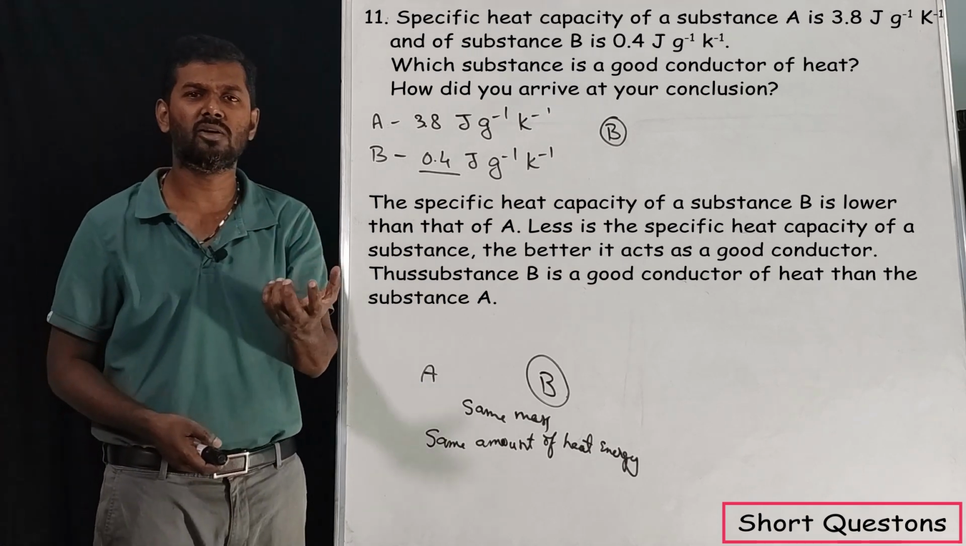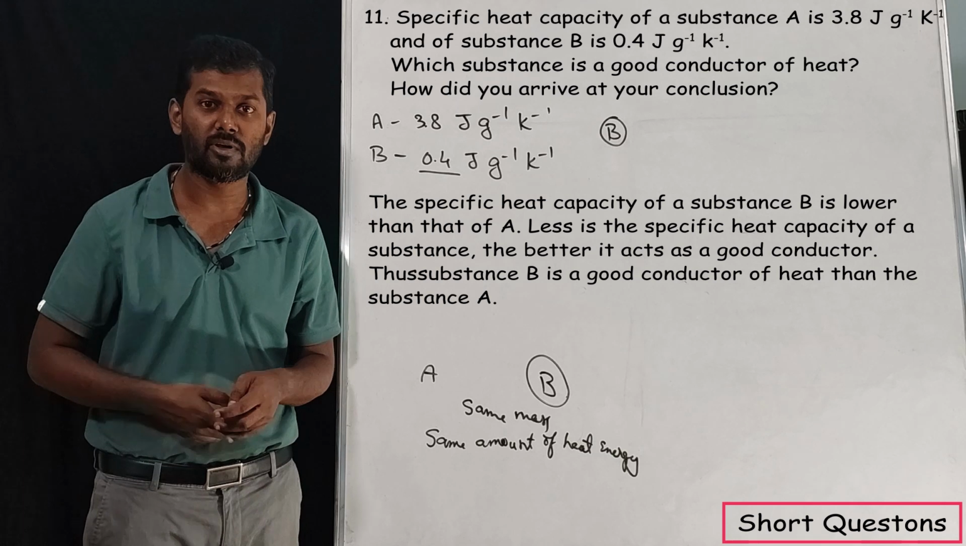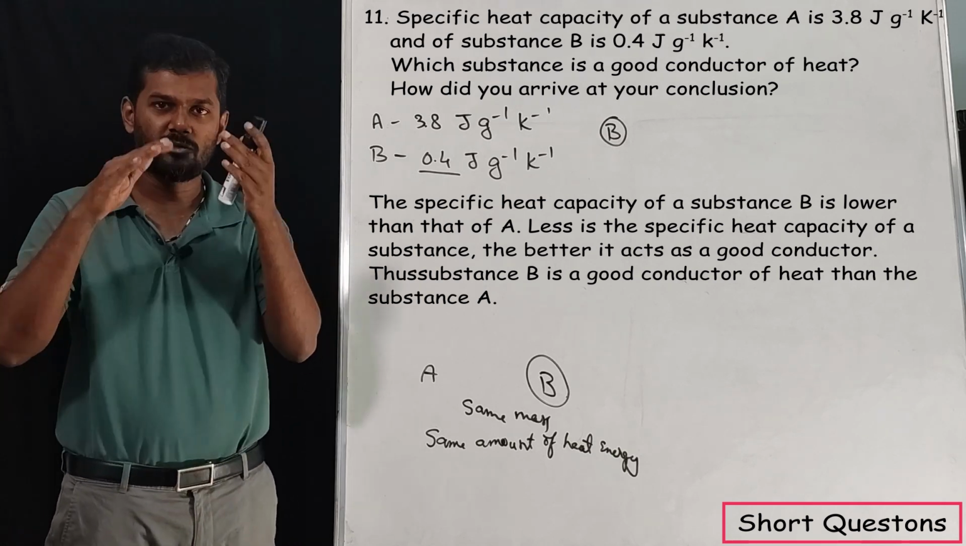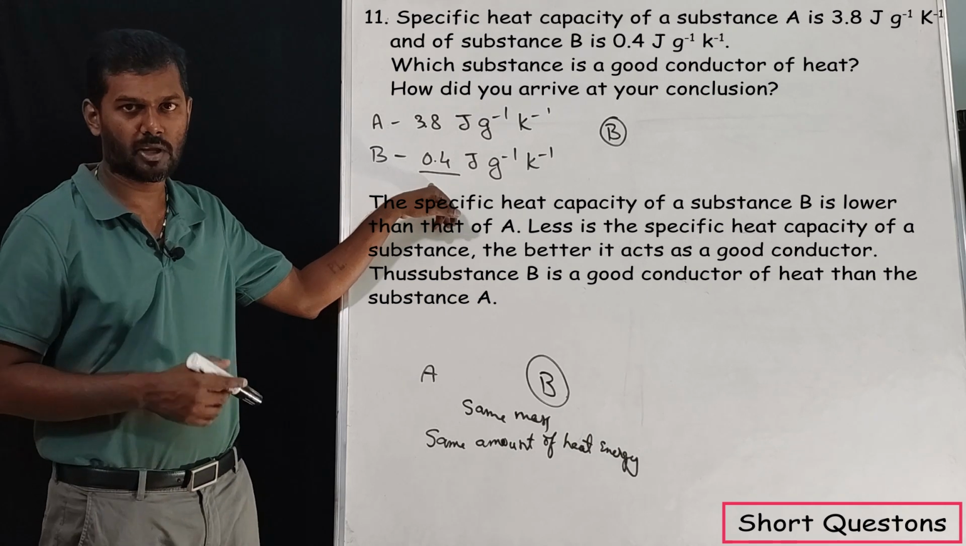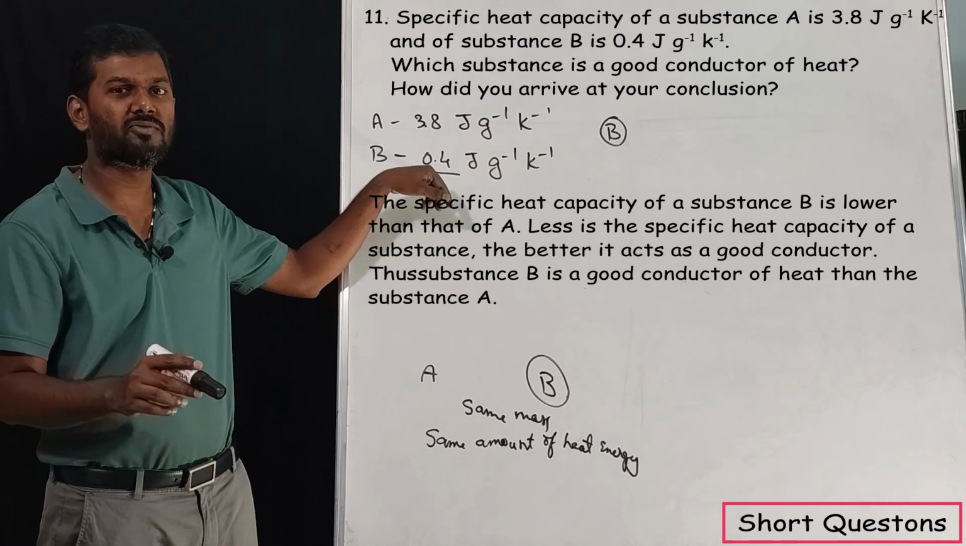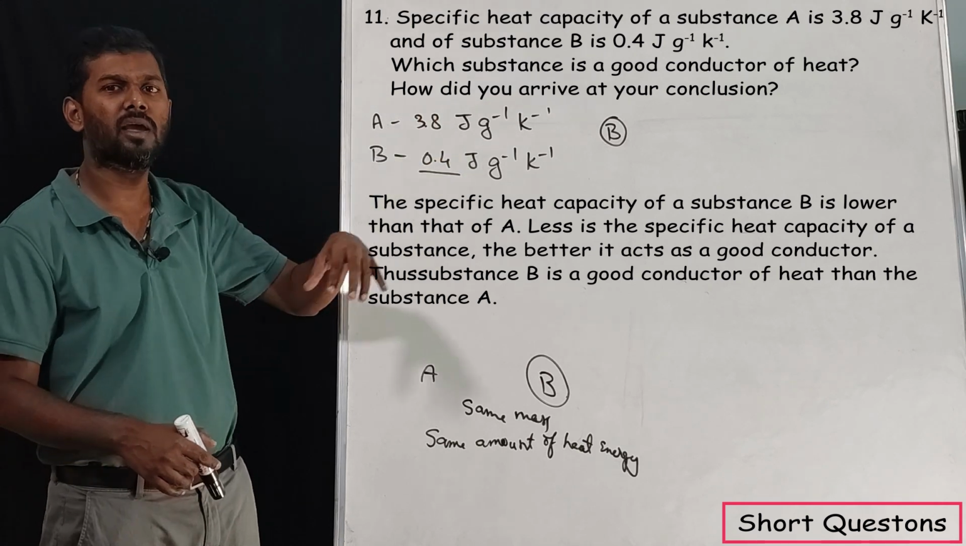But what exactly do you mean by the specific heat capacity of a good conductor or a very poor conductor? Very simple. If it is a very good conductor, the specific heat capacity will be low. Keep that in mind. For a good conductor, specific heat capacity will be low. For a poor conductor, specific heat capacity will be more.